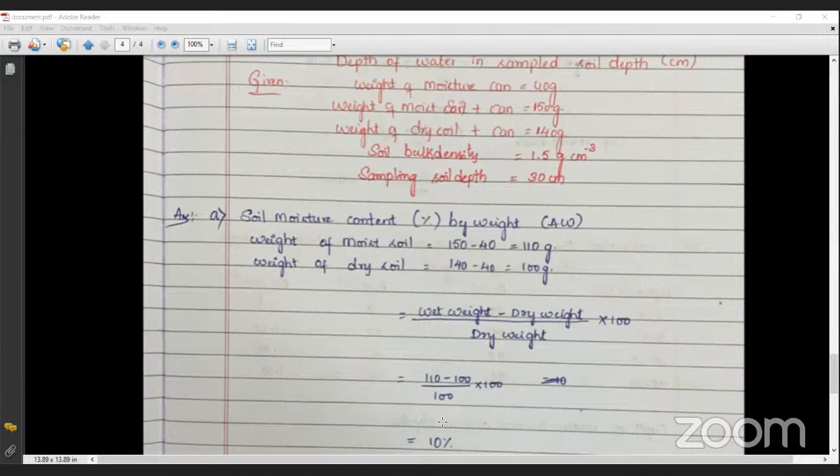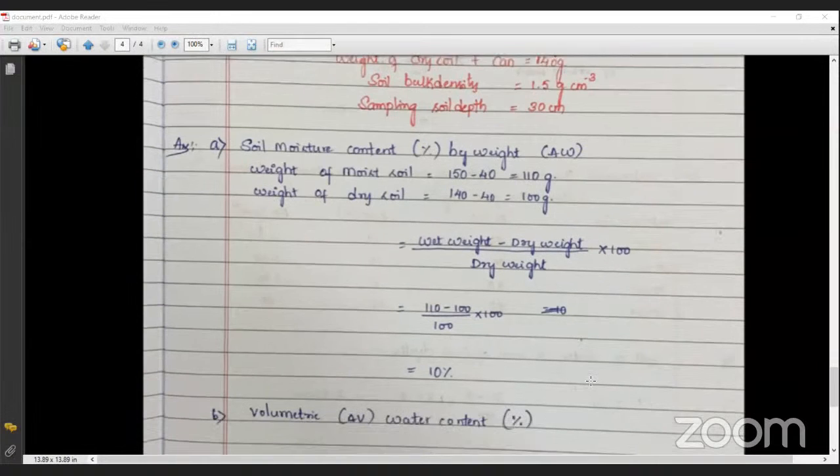In that situation you have to clearly know what the question gives: moist soil plus can, then dry soil minus can. If it is moist soil plus can, then you have to subtract the can weight. If it is dry soil minus can, then you should not subtract, you have to take that value as it is. So the formula you have to memorize: wet weight minus dry weight, divided by dry weight, into 100, so that it gives percent.